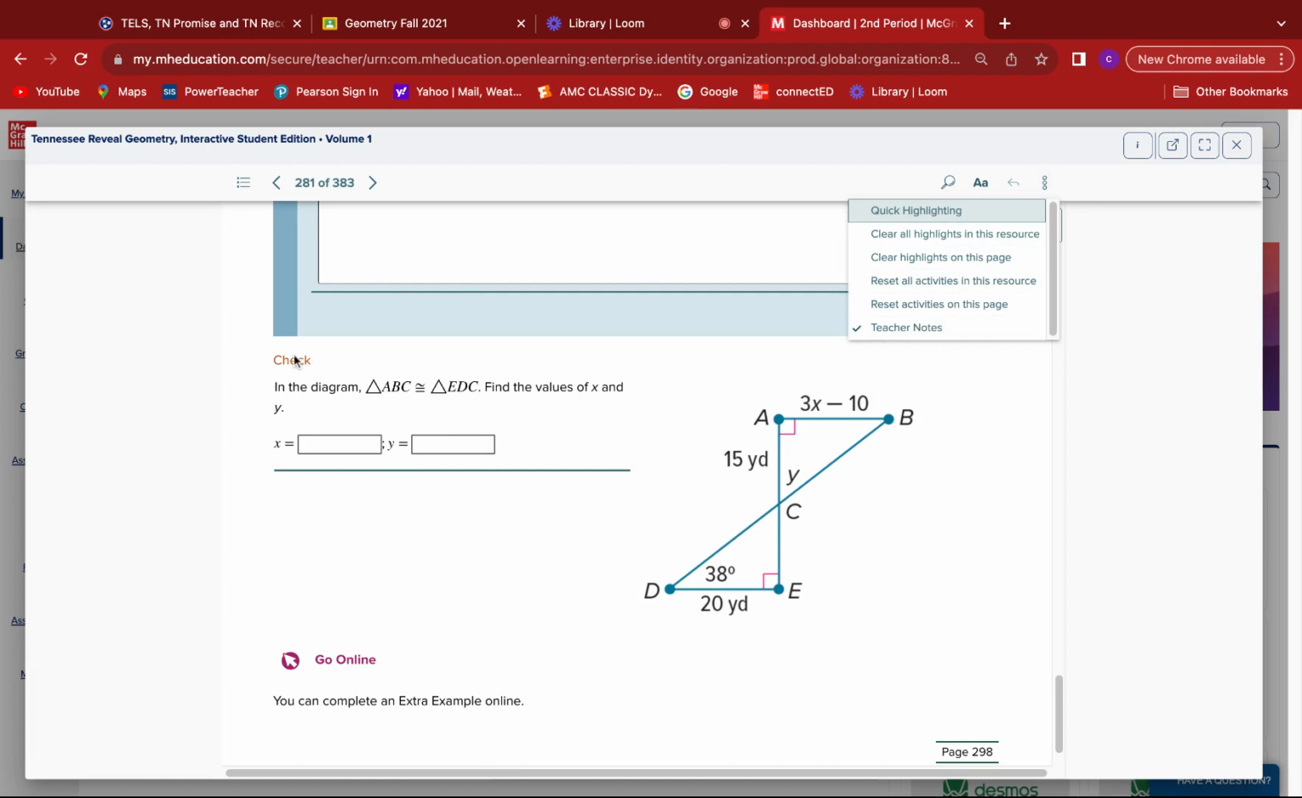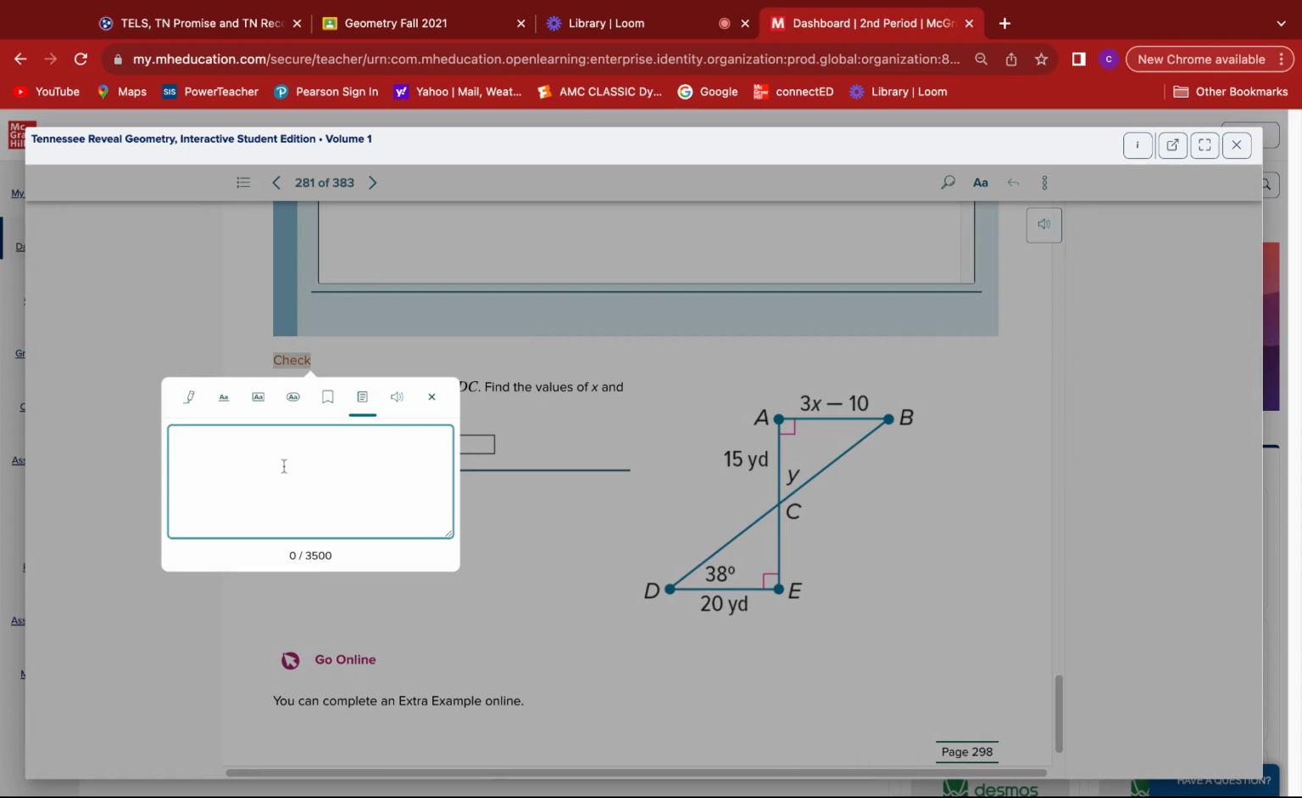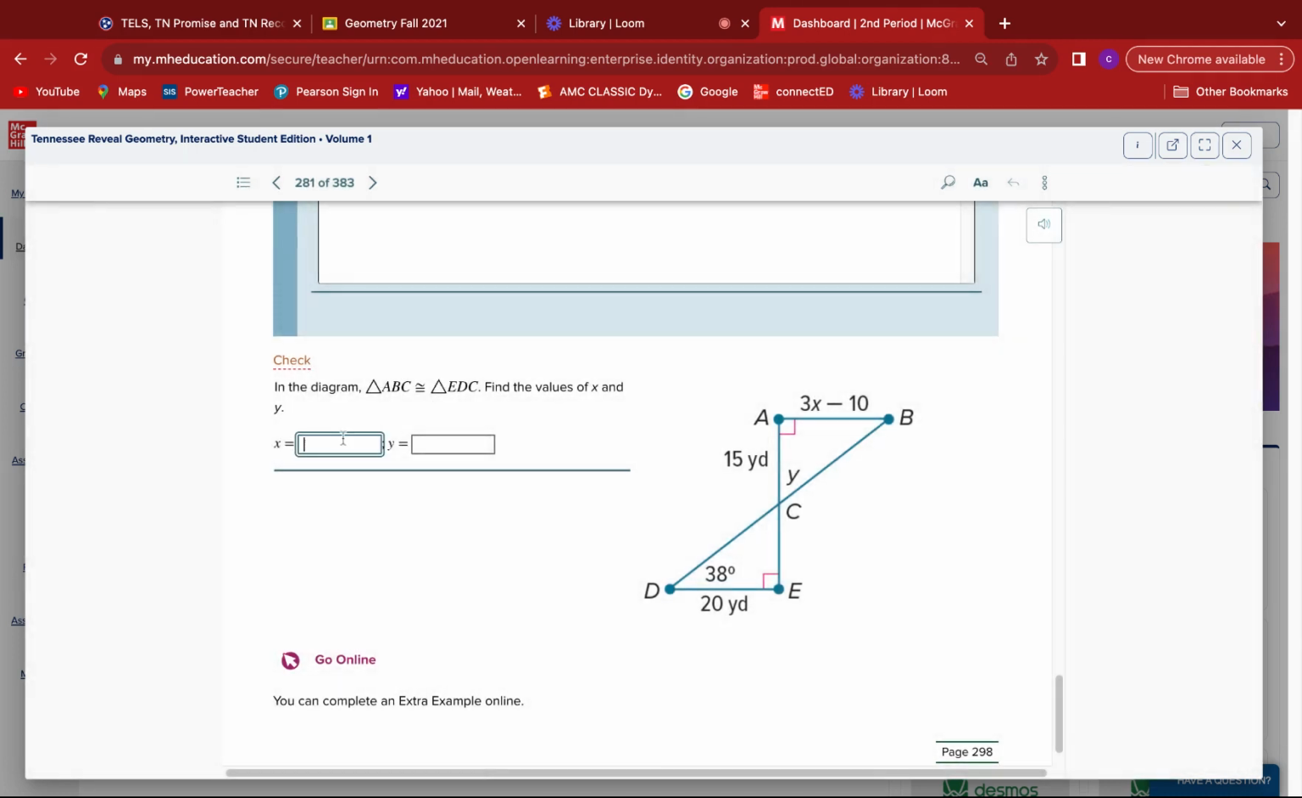So I got my teacher notes on, and let me make a note. Here goes. 3x minus 10 equals 20. We're going to add the 10 to the other side. So 20 plus 10 is 30. Divide by the 3. And 30 divided by 3 is 10. So X is 10 in this particular problem. There you go. Now we got to find Y.